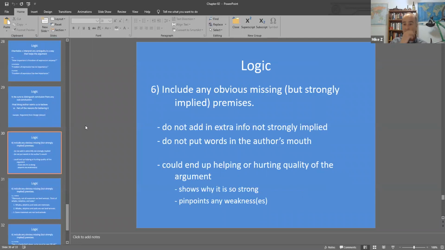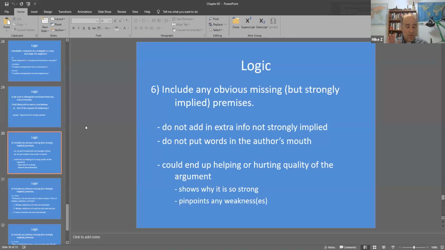Is including any obvious missing premises. And so this can be pretty tricky because the person who's writing the argument might fail to include an important premise because they think it's just so obvious that that premise is there. It's just strongly implied by what the author has written, but they didn't actually explicitly write it in there. So if that's the case, it's a charitable move. It is charitable to the author to go ahead and put in that premise because we need it in order to assess how good their argument is.